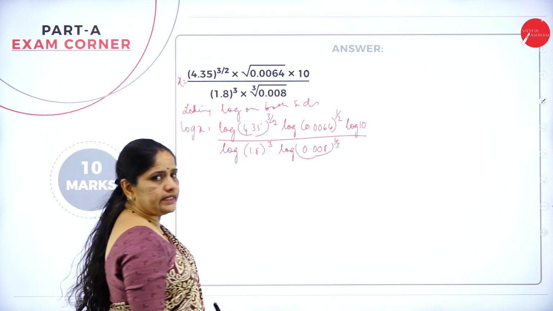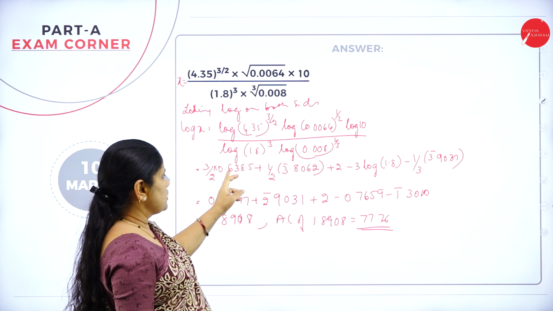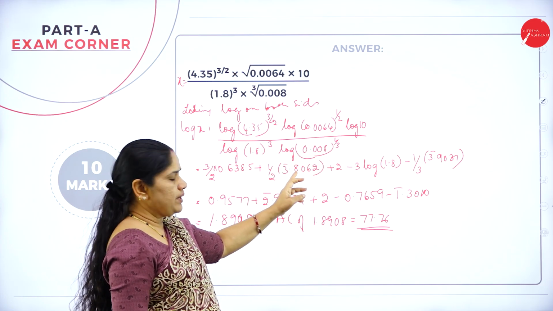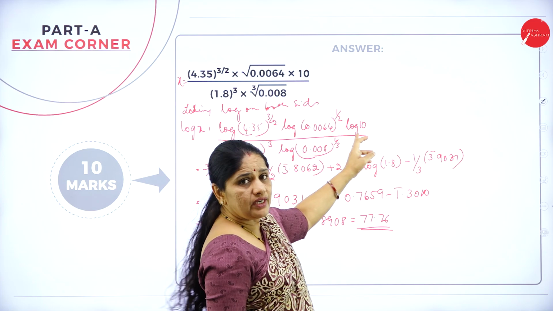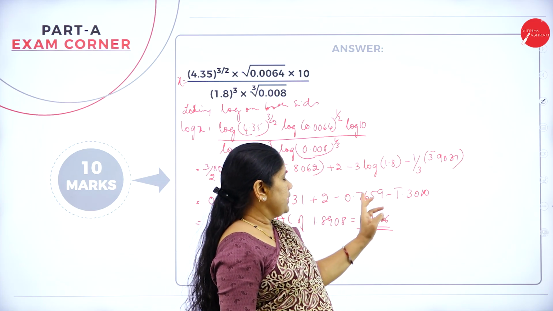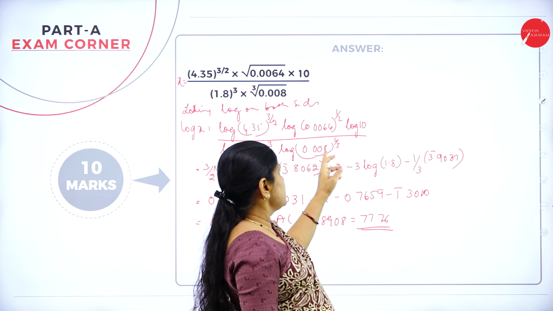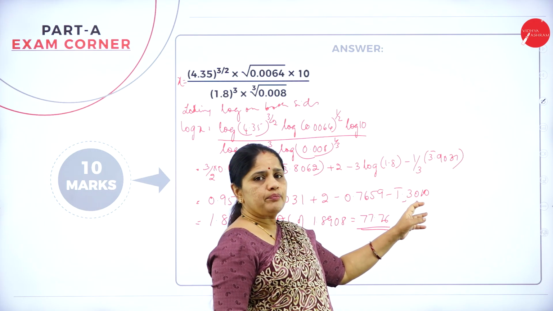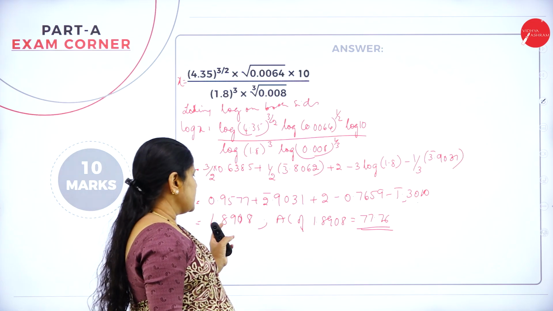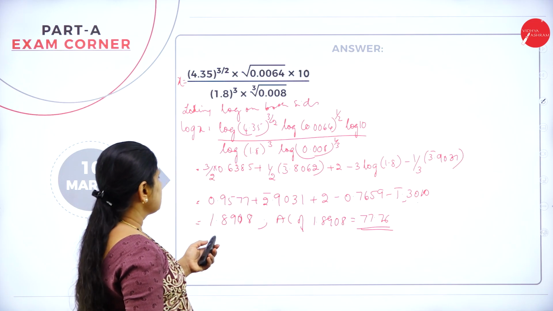So in this problem, we find the log value of 4.35, that comes up to 0.6385, plus log value of 0.0064, that is 3 bar 0.8062. Log value of 10 is 1. The log value of 1.8 is 0.2553 and again log value of 0.008 will be equal to 3 bar 0.9031. When we simplify all this, we get the answer as 1.8908. So antilog of 1.8908 is 77.76.